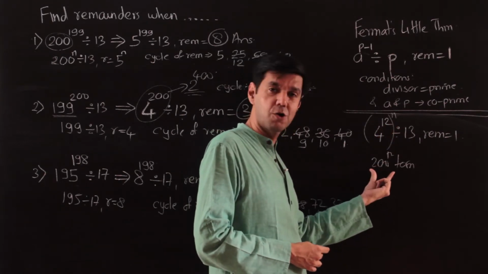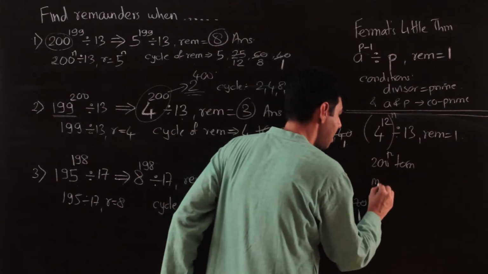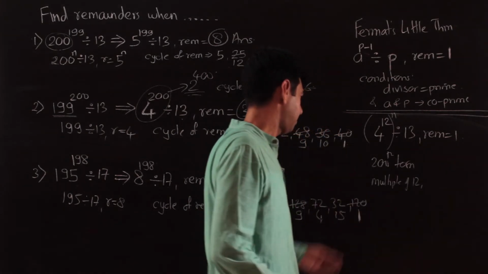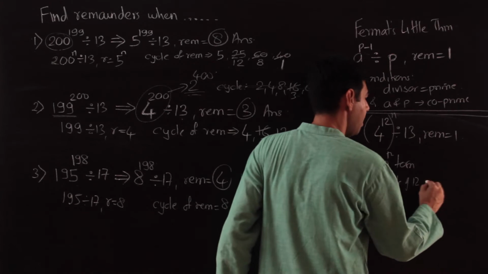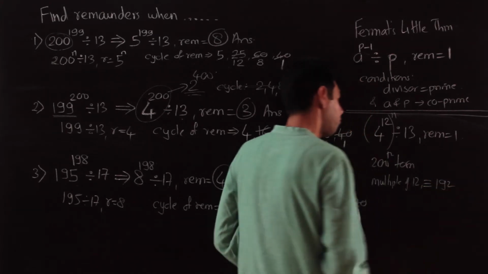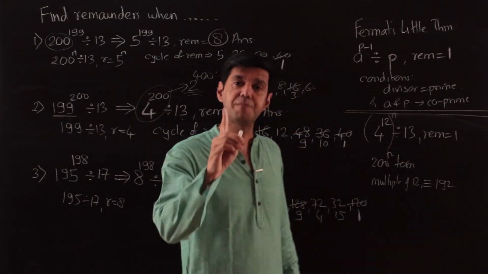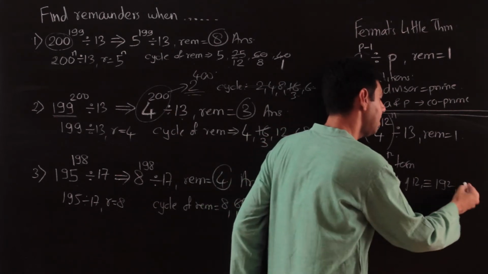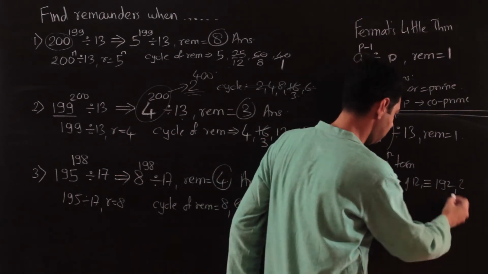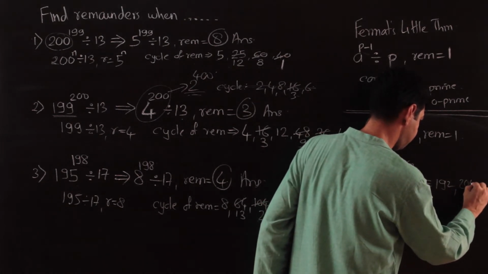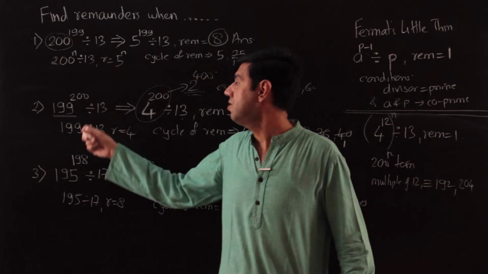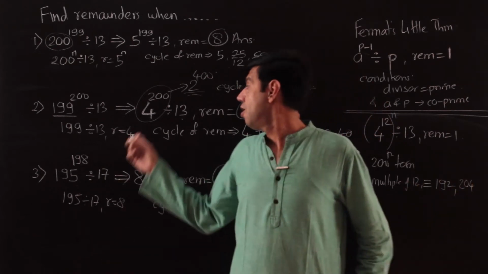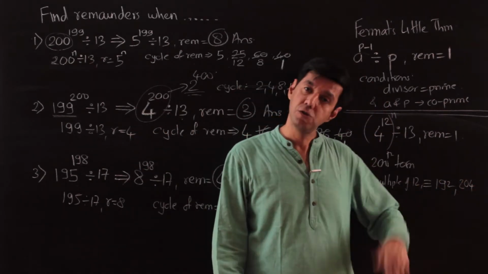4 raised to, let me go closer to this. What's a multiple of 12 close to this? A multiple of 12 close to this is going to be 180, 192. 4 raised to 192 will also give you remainder 1. But the question is not asking you 4 raised to 192. After 192, what will it be? Add a 12 to it, you will get 204. Is it? Yes. 4 raised to 204 will also, let me confirm it. 12 ones are 12. Yes.